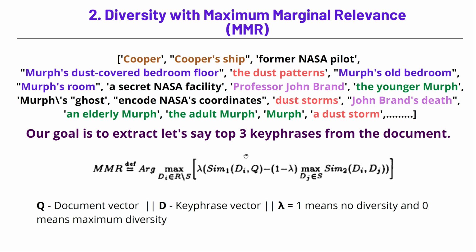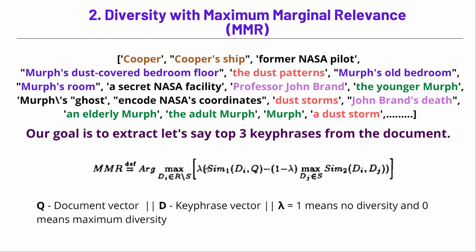And when MMR first runs, what's going to happen is that we get the similarity of every key phrase with the document. So we get the similarity of Cooper with the document, Cooper ship with the document, former NASA pilot with the document, etc. And in the first round, in the first loop, we are going to extract the word that has maximum similarity. That's going to be Cooper anyways, since we have already sorted this.